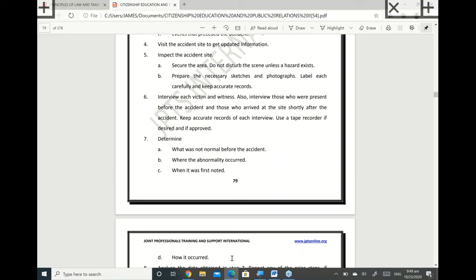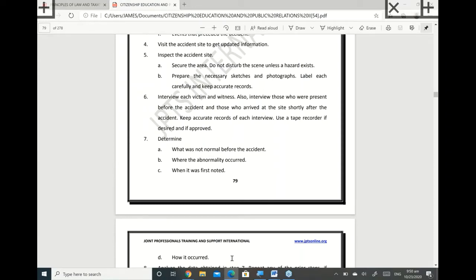Then 7, determine what was not normal before the accident. You determine what was not normal, like the gas explosion somewhere in Barua. That gas station is a big one and it was built inside a community where people stay. And so when the gas exploded, a whole one-story building collapsed. Many houses burnt down and about 8 people died. So we need to also take precautions. So determine what was not normal before the accident.